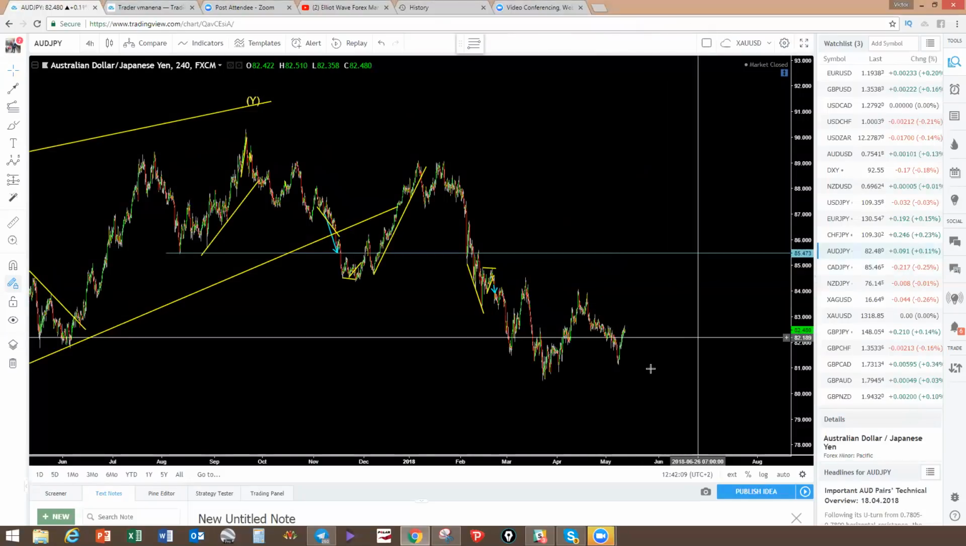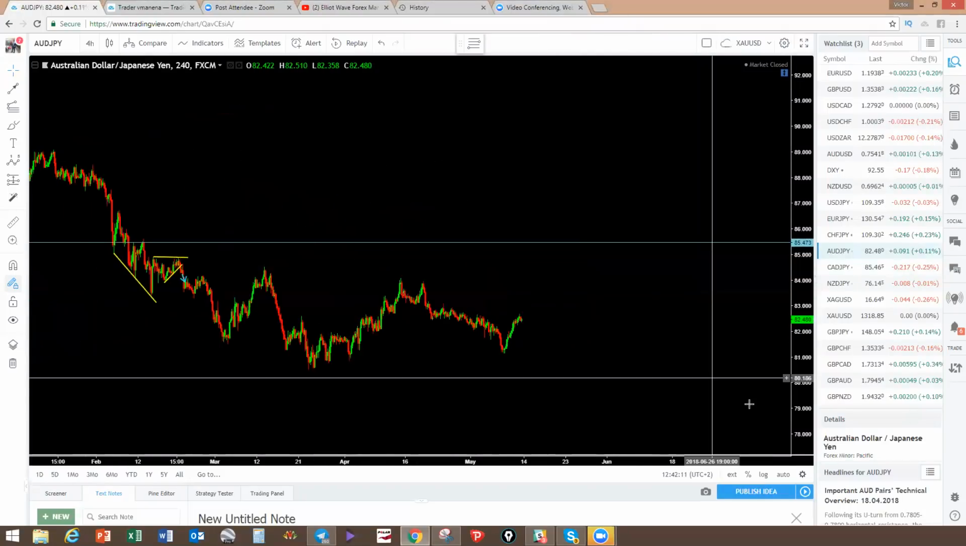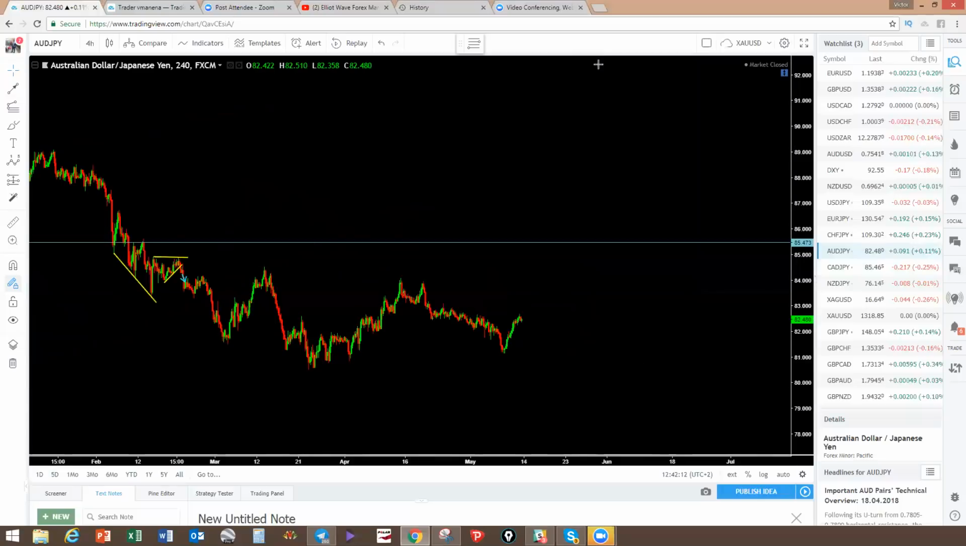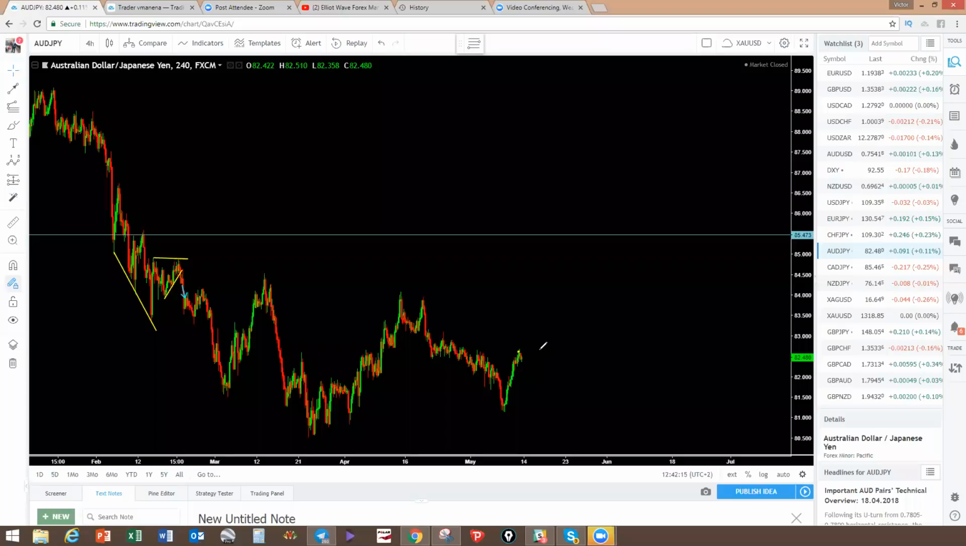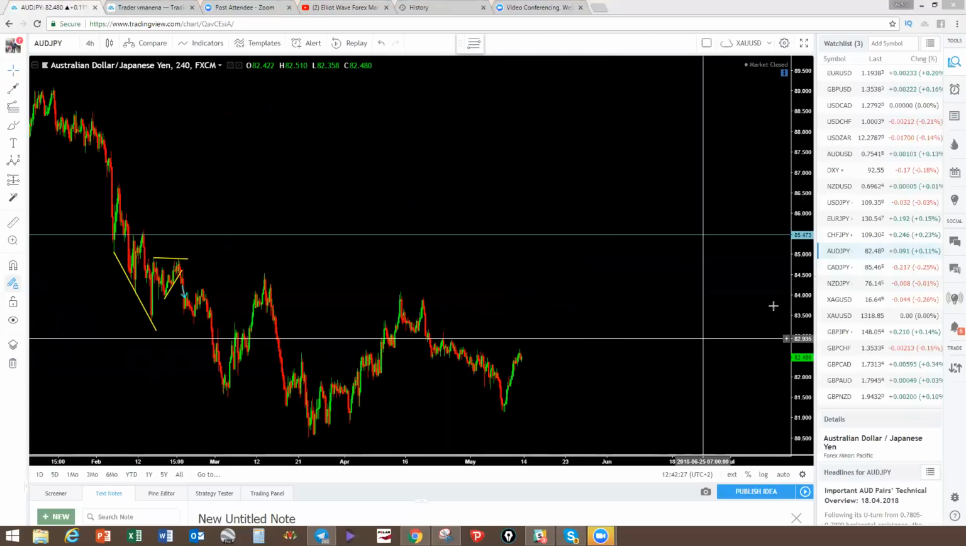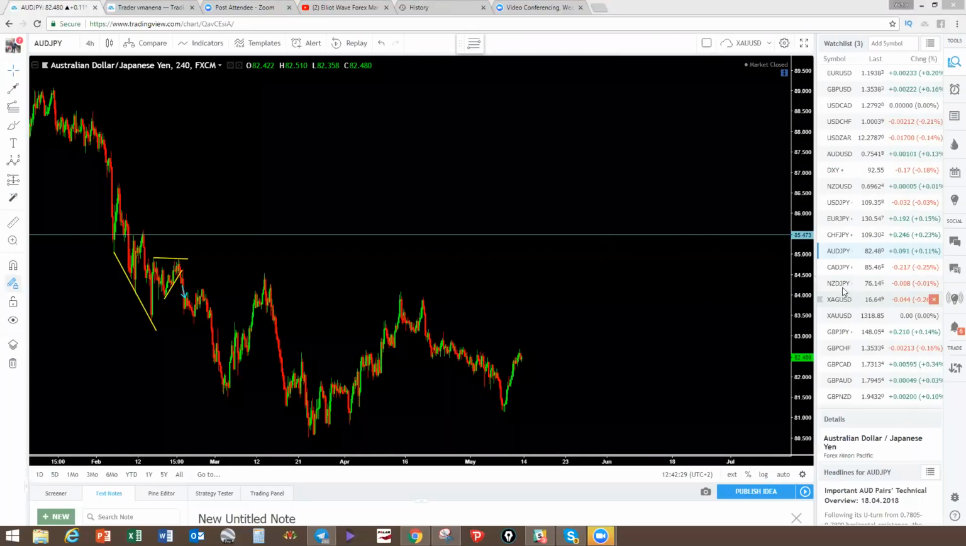So after the impulse comes correction. But before the impulse completes, you get a lower degree correction. So you need to wait for something like this. Initial stop here, overall stop, this move, giving me that. Okay. That's AUDNZD.